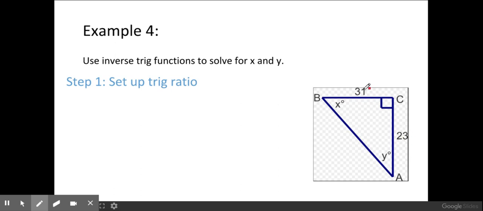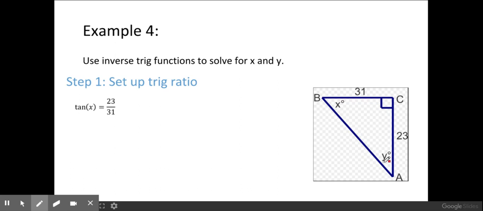So we have two sides. So looking just at this angle x, 23 would be the side opposite because that's across from x, and 31 would be the side adjacent to x. So since we have opposite and adjacent, we would use tangent of x because the angle always goes next to the trig function, and that equals opposite over adjacent, so 23 over 31.